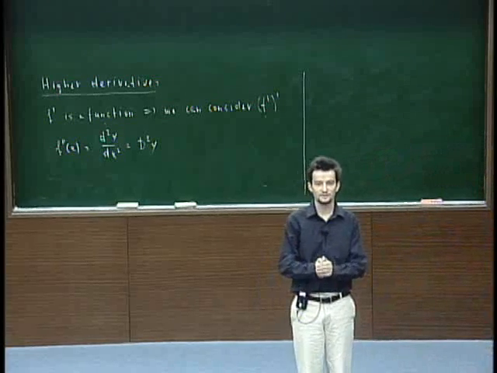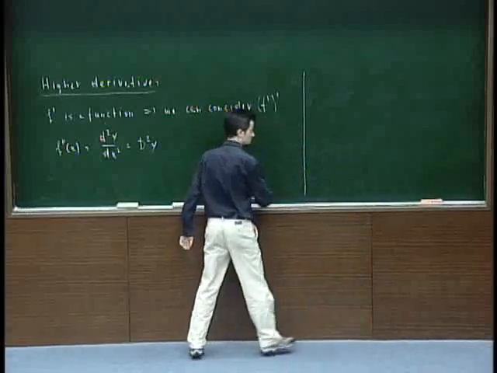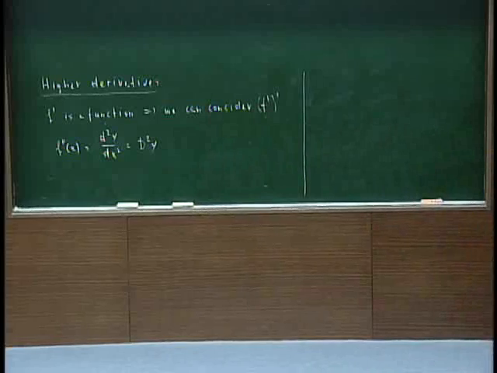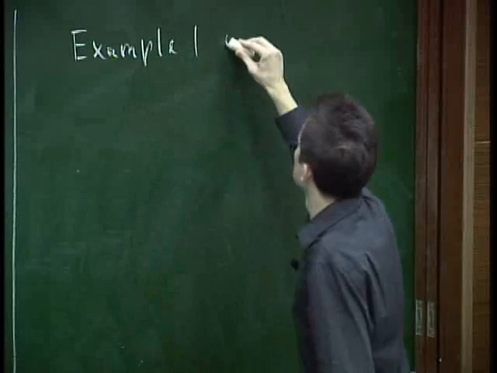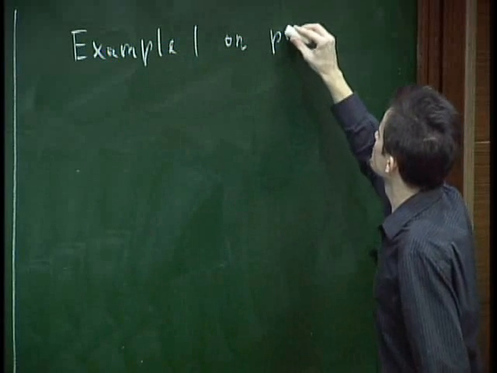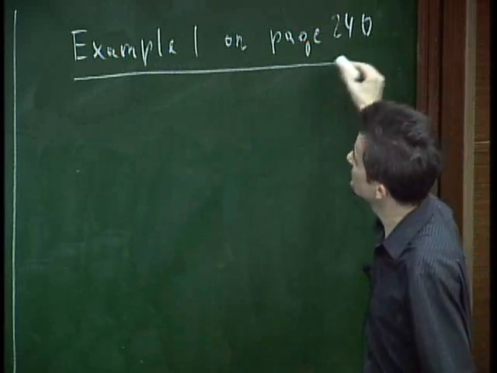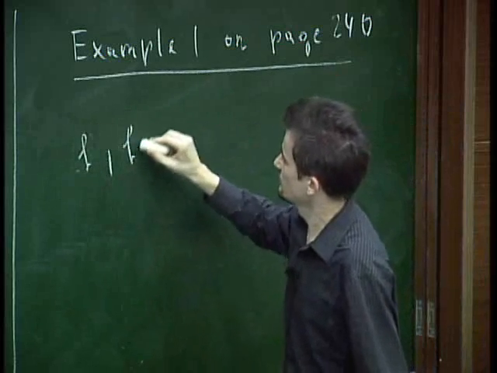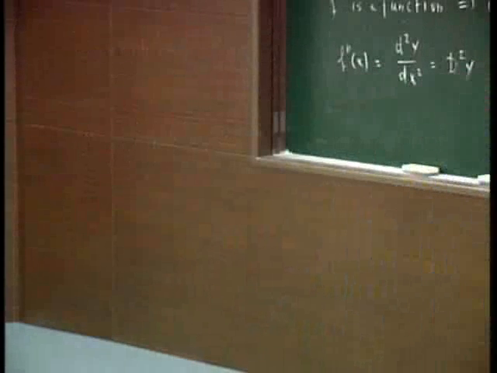So you have given three functions. The question is, which one is the original function? Which one is its derivative? Which one is its second derivative? Page 240. So who knows the answer for this ordering? Here the correct order is ABC.